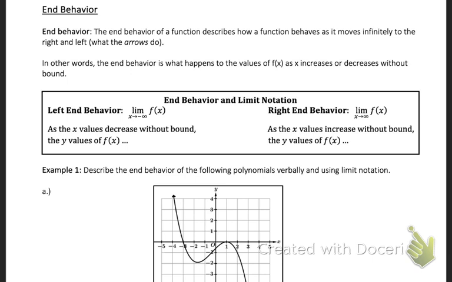So the end behavior is what happens to the values of f of x, your y values, as your x either increases or decreases without bound. Whenever we talk about something increasing or decreasing without bound, we are always going towards either negative infinity if we're decreasing without bound, or positive infinity if we are increasing without bound. That phrasing is something you want to be really prepared for and comfortable with for the AP exam. The idea of increase without bound, decrease without bound. You'll see that verbiage quite a lot on the AP exam.